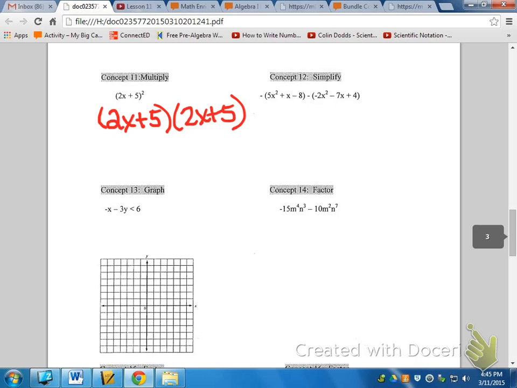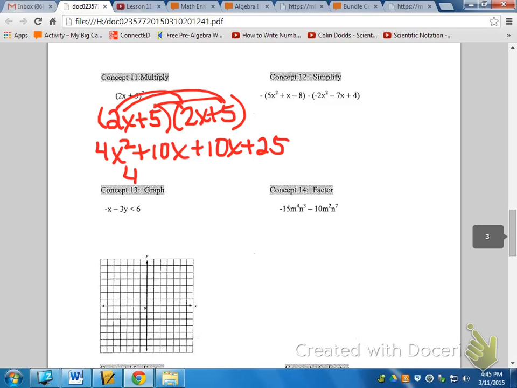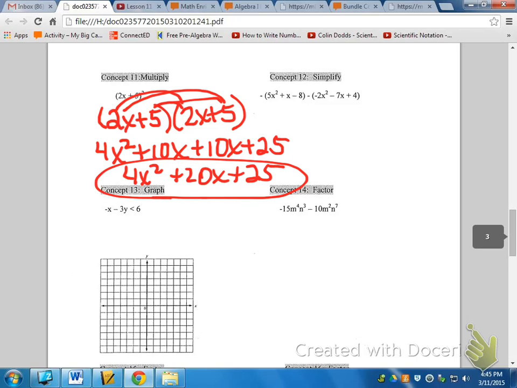When we do this, I'm going to go ahead and FOIL. So first, 2x times 2x is 4x squared. Outer, 2x times 5 is 10x. Inner, 2x times 5 is another 10x. And last is 5 times 5, or 25. These two inner terms are like terms, so I'm going to add those together and get 20x. So my final answer is 4x squared plus 20x plus 25. That would be squaring that.